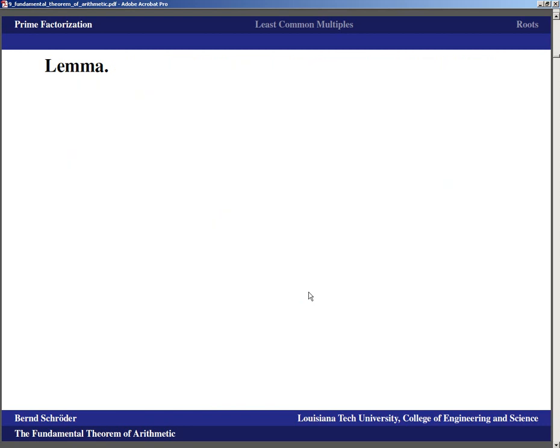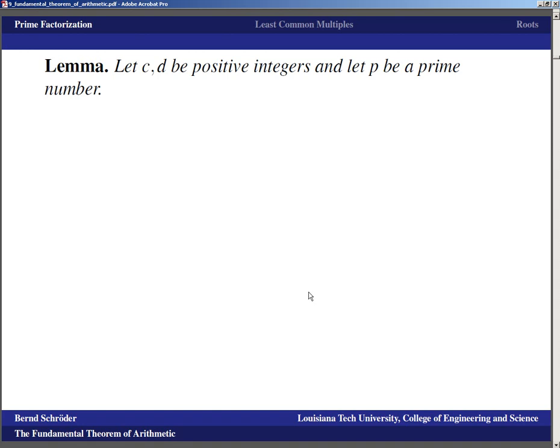And the next one is the key lemma that I want us to be careful with. If we take two positive integers c and d and p a prime number, if p divides the product c times d, then p ought to divide c or p ought to divide d. Let's think about that. Well, if prime numbers are indivisible, then we can split them between c and d, so it's reasonable, but how do you prove that, right?